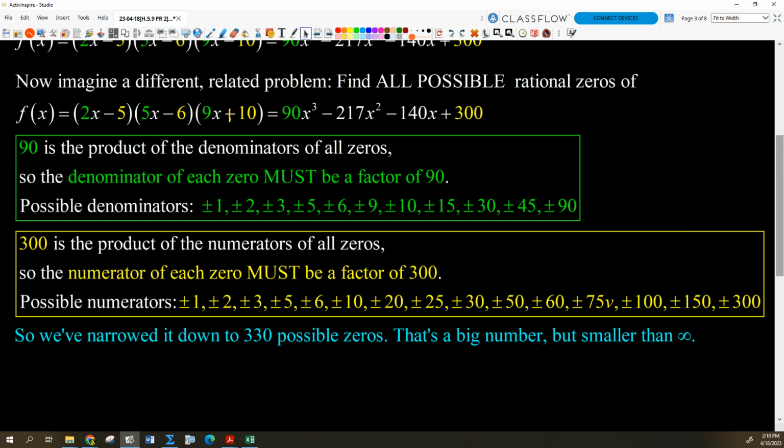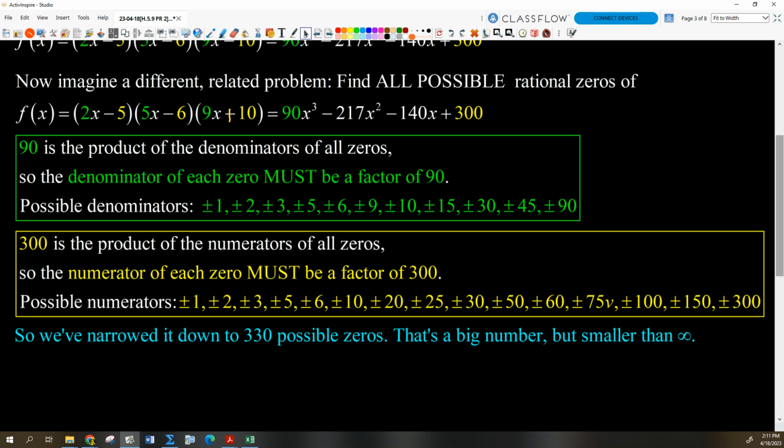Oh, I'm missing 18? Okay, does 18 go in there? Yeah, 18 goes in there, doesn't it? So there were even more. That's going to give us 12 times 16 times 2. So it's even bigger, right? Okay, so then we've got all these different fractions we could make. Yikes, that's a big number of them, but it's smaller than infinity. So it does help us a little bit.